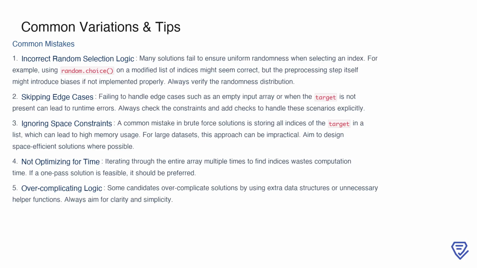Similarly, failing to optimize for time is a concern. If you repeatedly iterate over the array to find indices, you're wasting computation time. Whenever possible, aim for a one-pass solution. Finally, overcomplicating your logic can hurt both readability and performance. Avoid unnecessary data structures or helper functions, and focus on keeping your solution clear and concise.